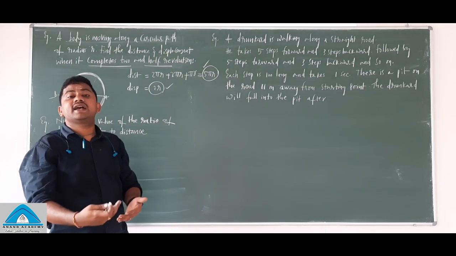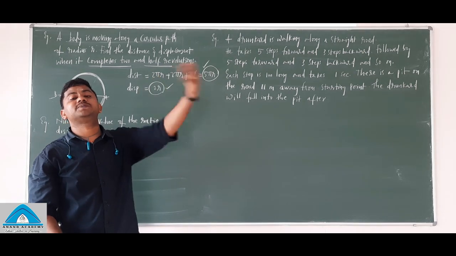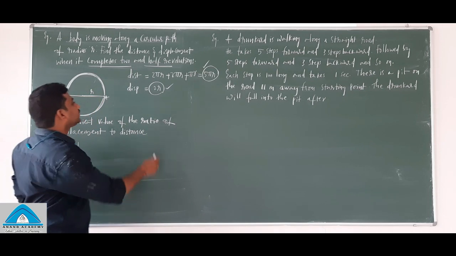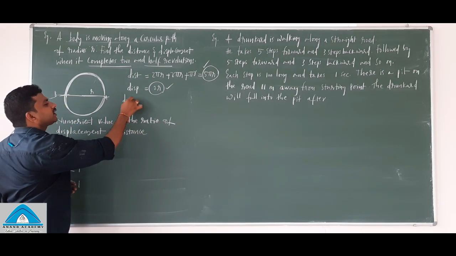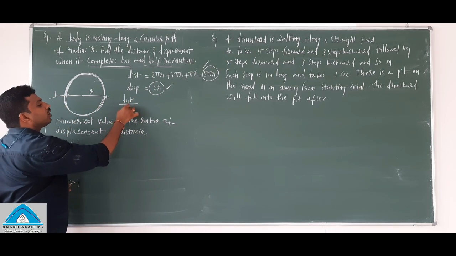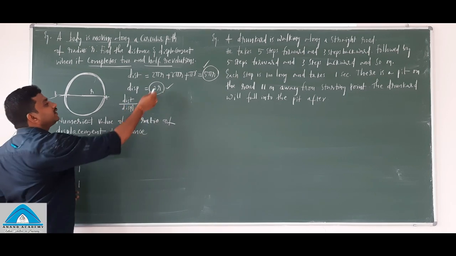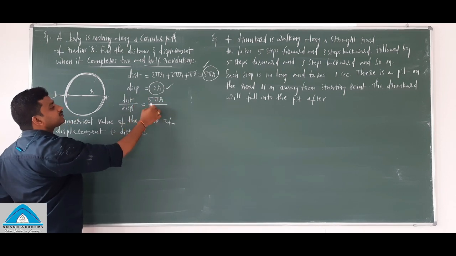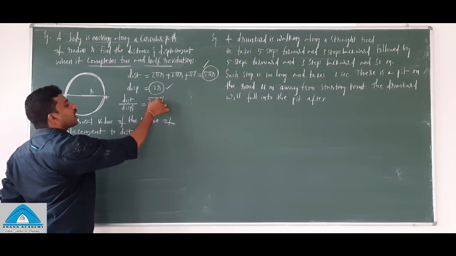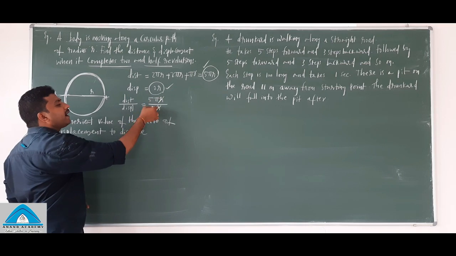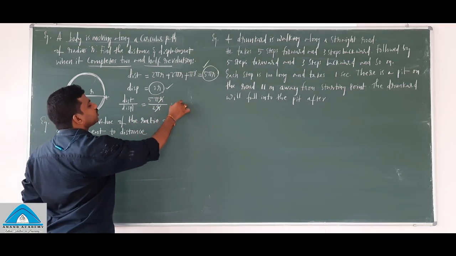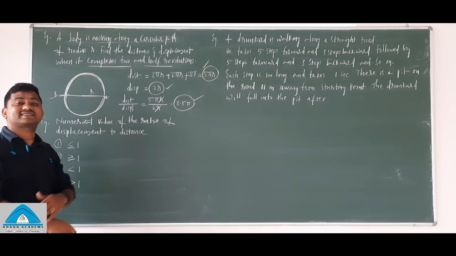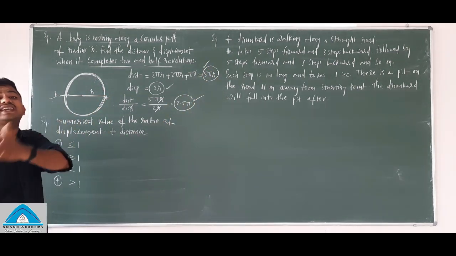Sometimes questions will be asked for the ratio of displacement to distance, or the ratio of distance to displacement. For example, if the question is to find the ratio of distance to displacement, distance is how much? 5 pi r. Displacement is how much? 2r. R gets cancelled. 5 pi by 2. So I can write it as 2.5 into pi. So like this, numericals can be asked. Right. Let's see the second question.